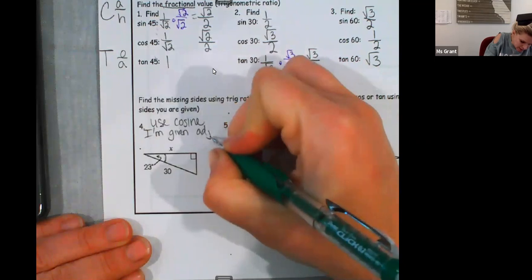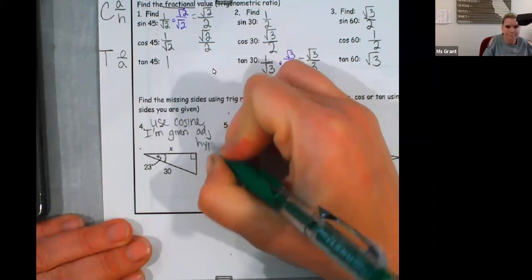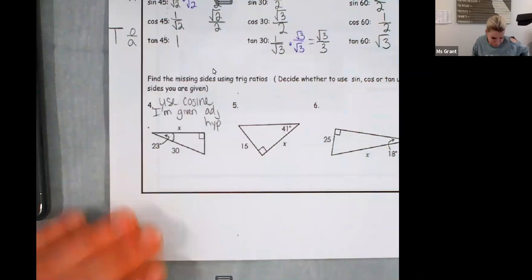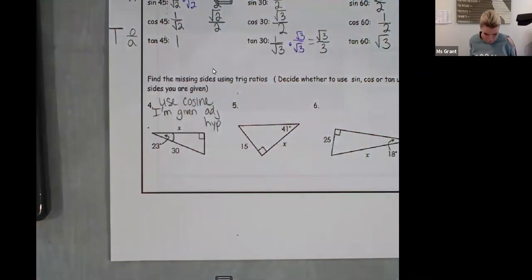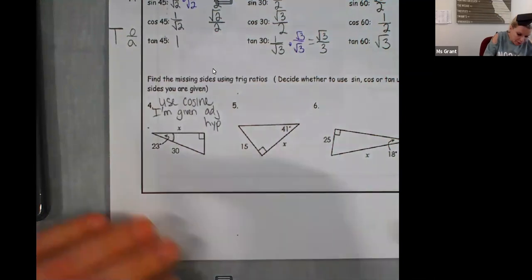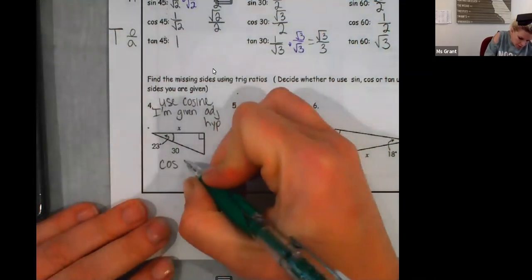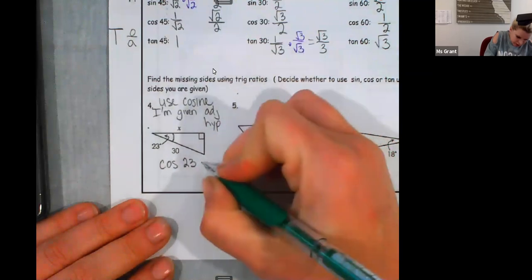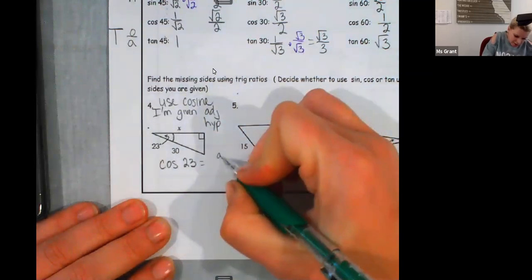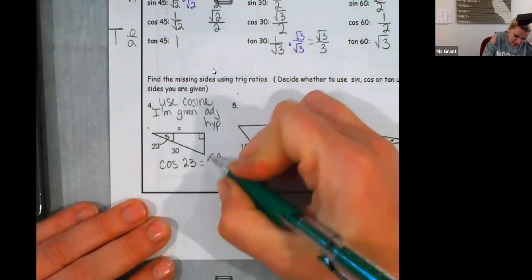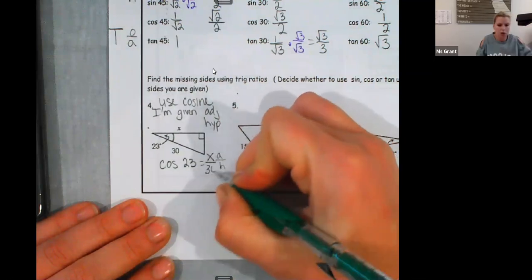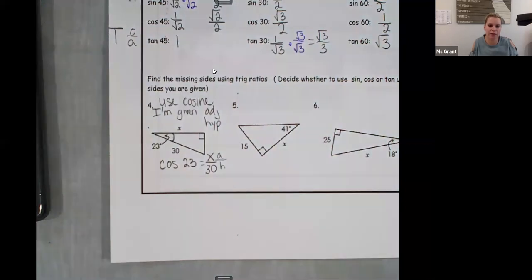I'm given the adjacent and hypotenuse. So here's how we solve this. I write the cosine of 23 equals adjacent over hypotenuse. Adjacent is X, hypotenuse is 30. Cosine 23 equals X over 30. So I created my own equation this time. I created my own equation because I knew I needed to use cosine. I was given adjacent and I was given hypotenuse.